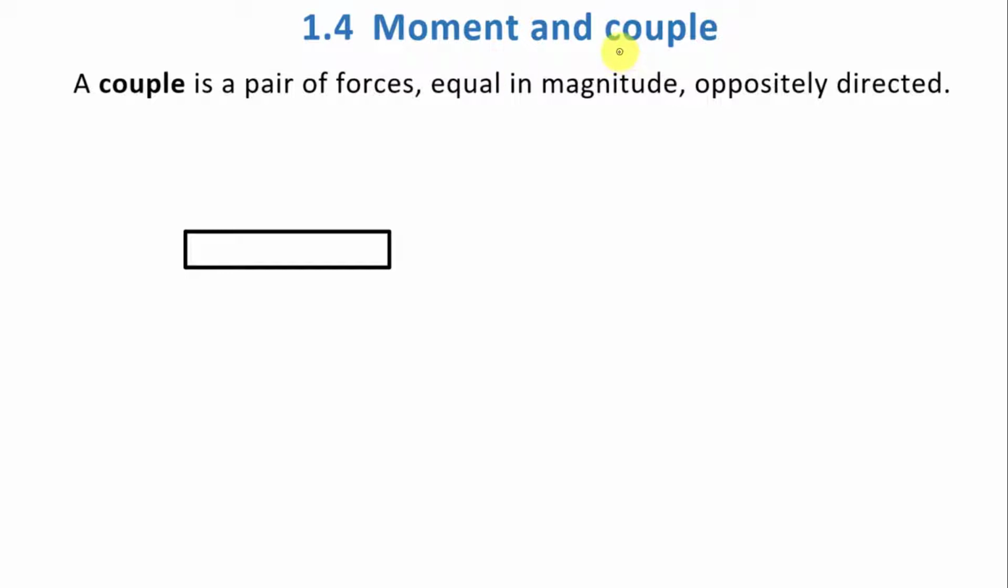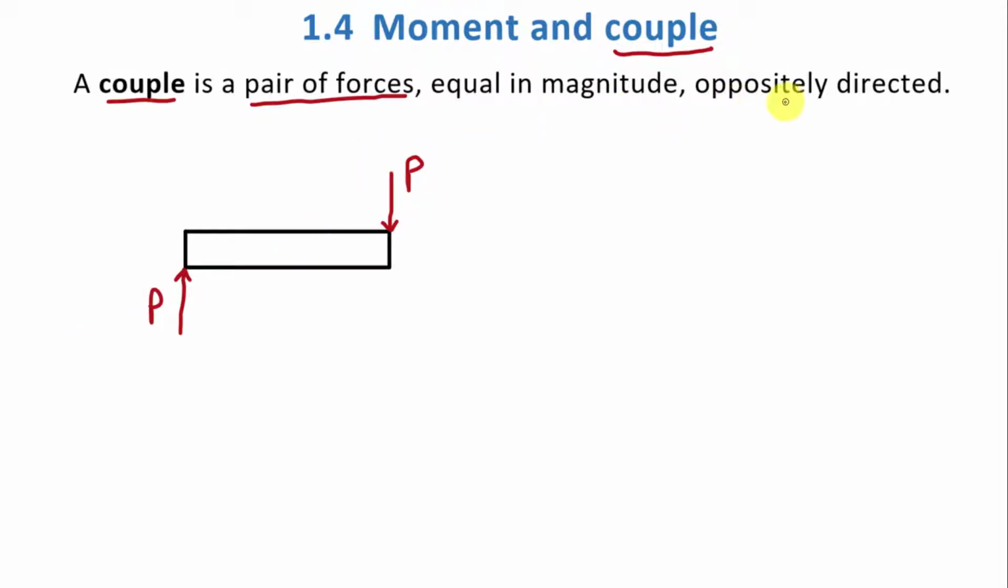Now let us discuss couple. What is couple? A couple is a pair of forces equal in magnitude and opposite in direction, means oppositely directed. So let's say we have this body and we apply load in this direction, and at this point we apply load in this direction. This is the pair of forces. It should be equal in magnitude. So let's say value of both the loads is P.